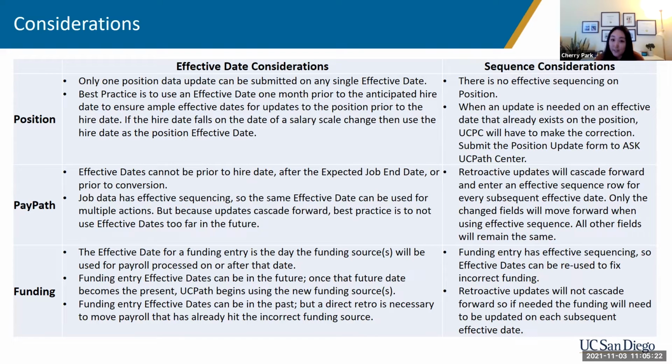Funding entry has effective sequencing, so effective dates can be reused to fix incorrect funding. Retroactive updates will not cascade forward, so if needed, the funding will need to be updated on each subsequent effective date.